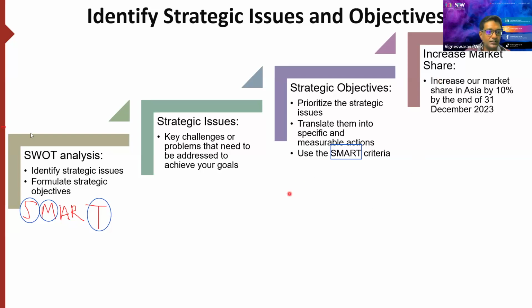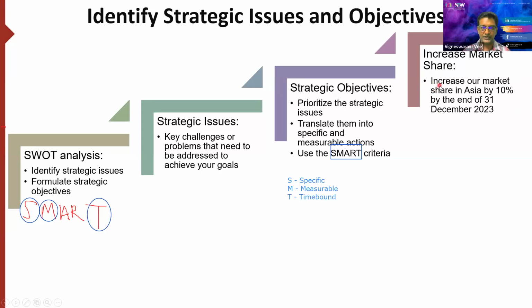Oops, it disappeared. Okay, hold on. Let me type back again. Sorry. S is basically specific. M is basically measurable. T is basically time bound. Right? So now let's look at whether this is specific, measurable, or time bound.